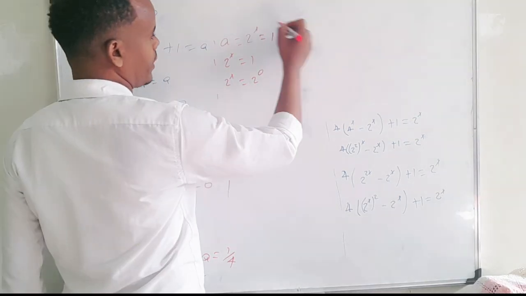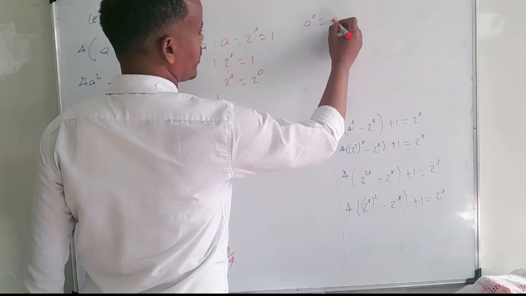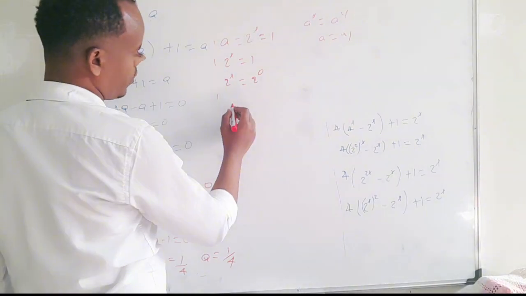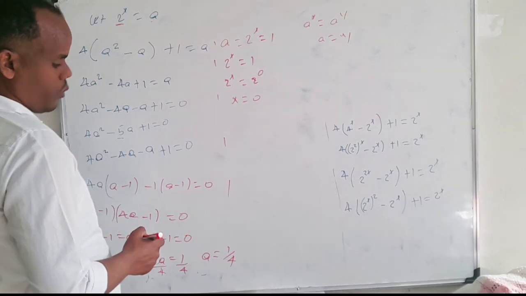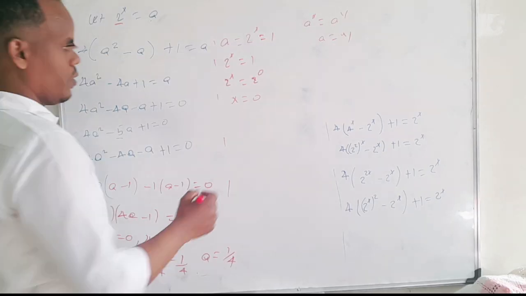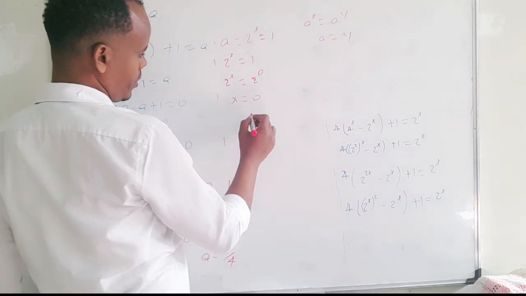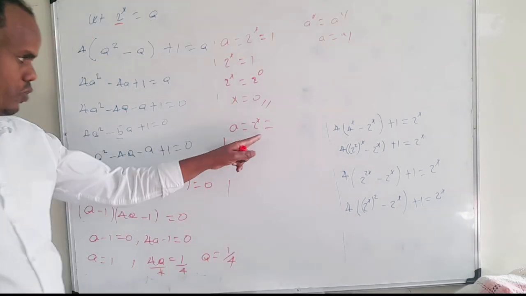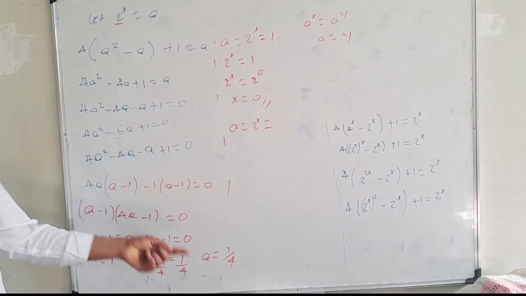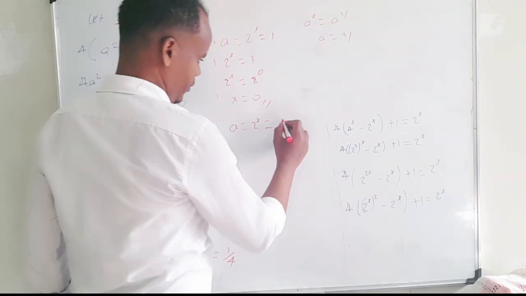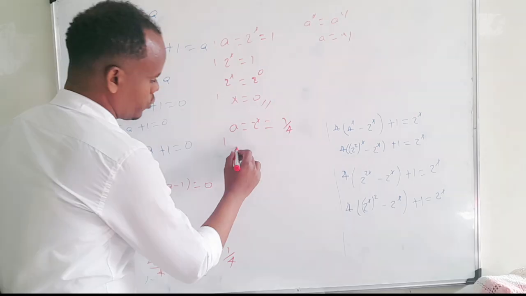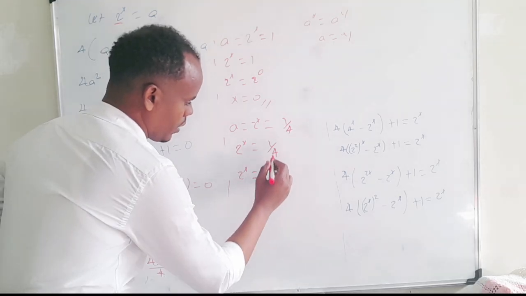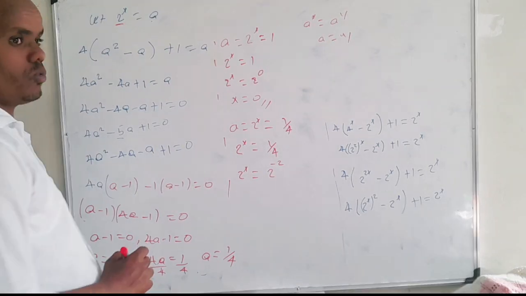Then a to the power of x is equal to a to the power of 1, so x is equal to 0. Now a is equal to 1 over 4, so a to the power of x is equal to 1 over 4, that is 2 to the power of x is equal to 2 to the power of minus 2.